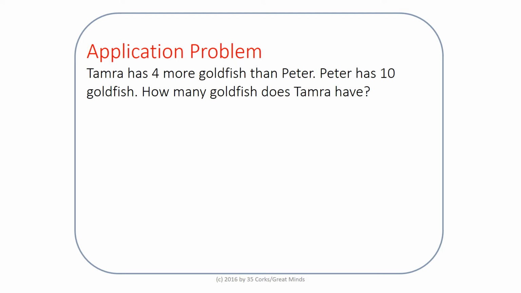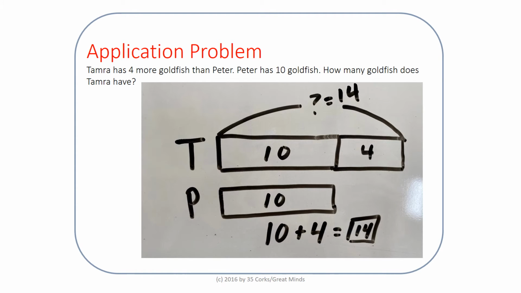Your timer went off, so I'm going to go over the answer. Our problem said Tamara has 4 more goldfish than Peter. Peter has 10 goldfish. How many goldfish does Tamara have? So I put a T for Tamara, a P for Peter. I put their first tapes as the same size. And then I knew that Peter has 10 goldfish. So I put a 10 in there.